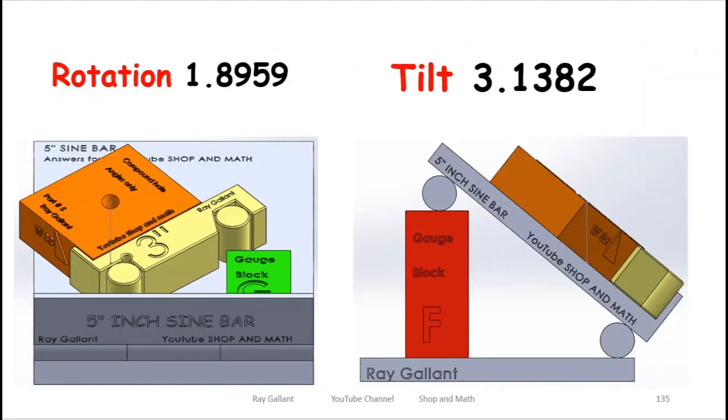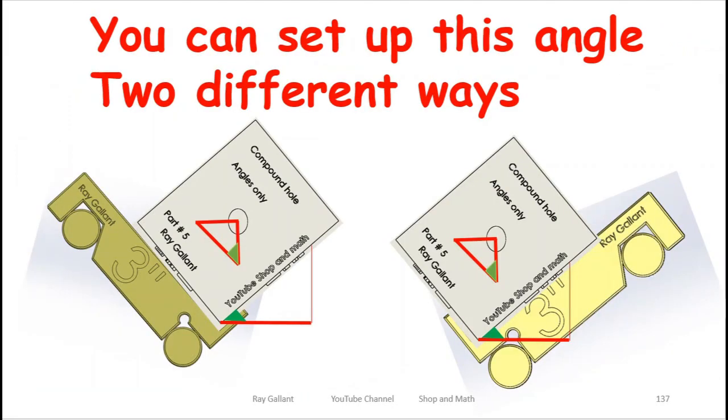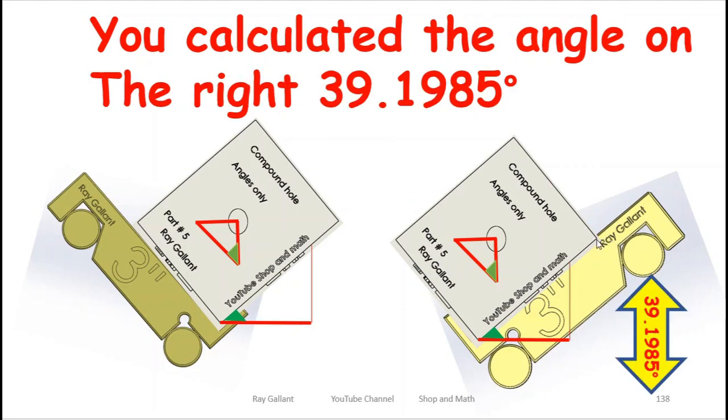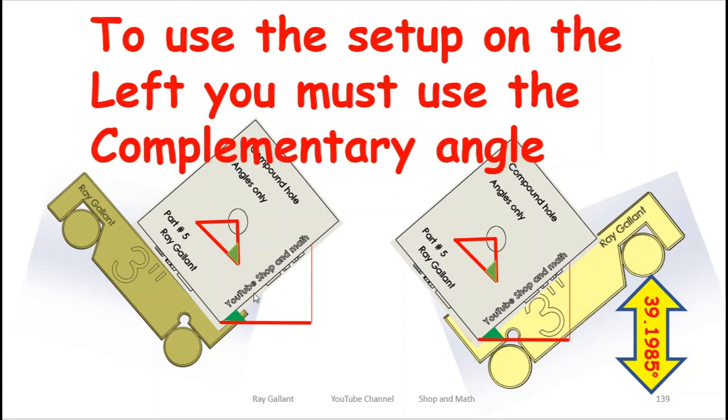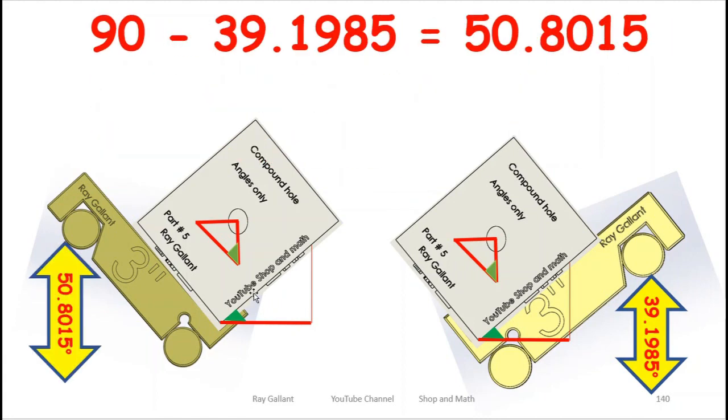So we have our rotation angle and we have our tilt angle. You can also set this up a different way, depending on how your machine is set up and what tools you have. But if you want to go with the proper way with what we calculated, you have to use the one on the right, which is 39 degrees. But if you want to use the one on the left setup, you just need to use the complementary angle, which is going to be 50.8 degrees.